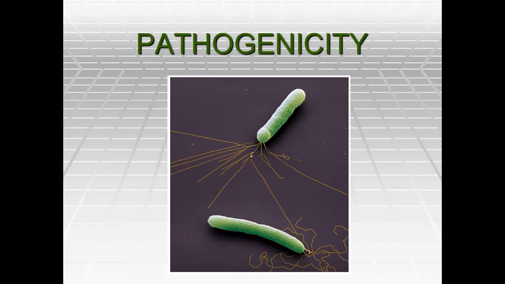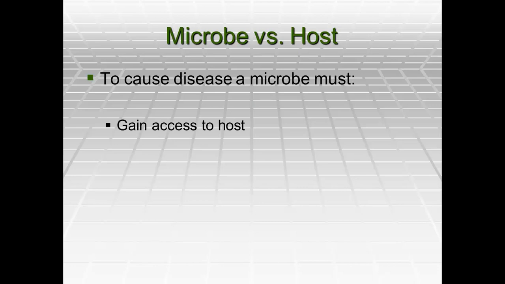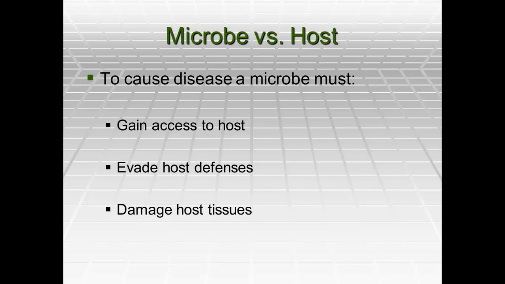Chapter 8. Pathogenicity. Pathogenicity is the ability to cause disease. Virulence is the extent of pathogenicity. Microbe versus host. To cause disease, a microbe must gain access to the host, evade host defenses, and damage host tissues.